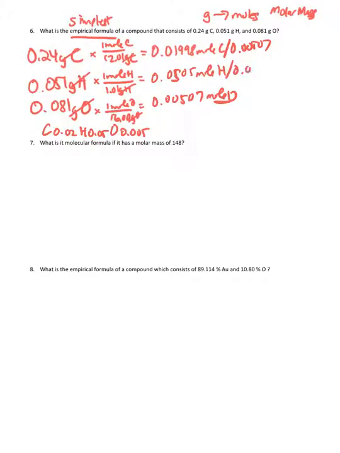So if we divide each of these by 0.00507, carbon will wind up being 3.94 moles, and hydrogen will be 9.97 moles, and oxygen will be 1 mole. Well, the 3.94 is close enough to government work to call it 4, and hydrogen is close enough to 10 to call it 10. And so our empirical formula is going to be C4H10O.